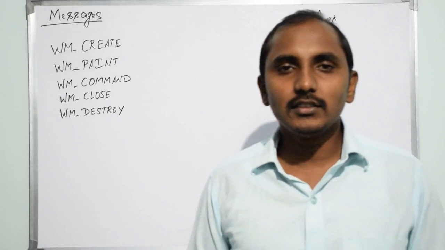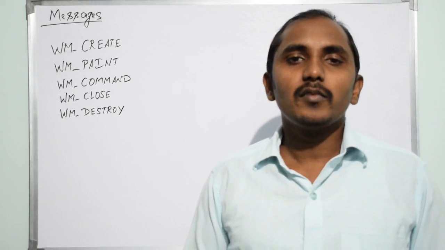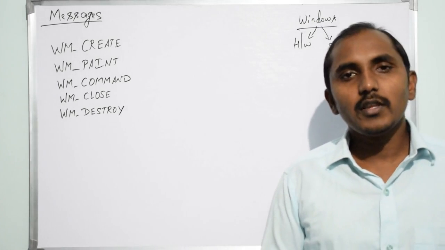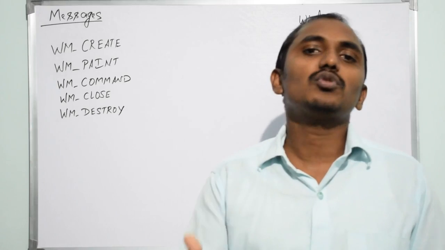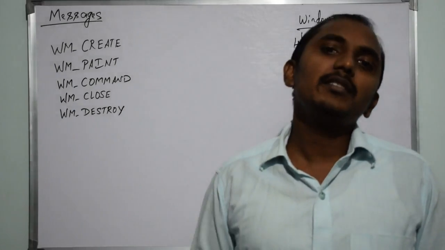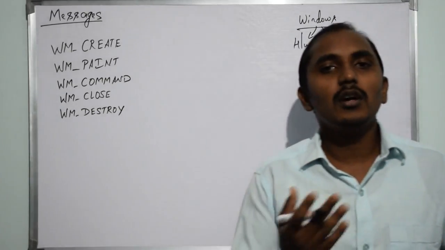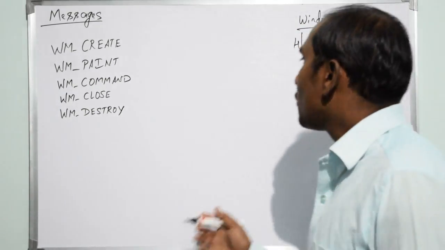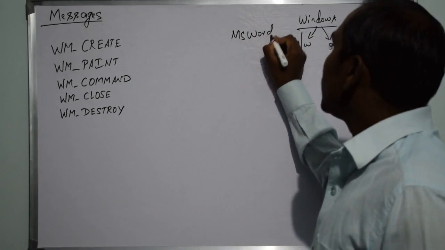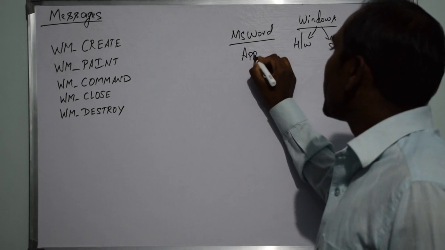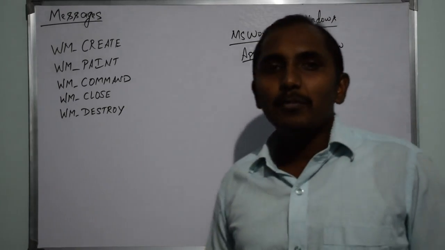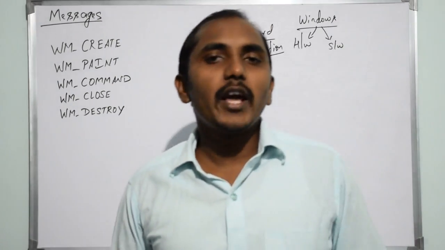If I press any key, I am giving some input with the help of a keyboard. That information will be sent to the operating system. That operating system will be displaying that information onto the application. Example, suppose you have MS Word. MS Word is an application. Now I want to type a message called welcome on MS Word.